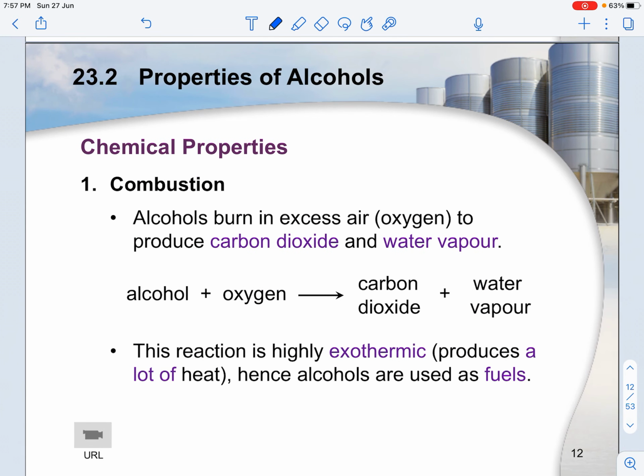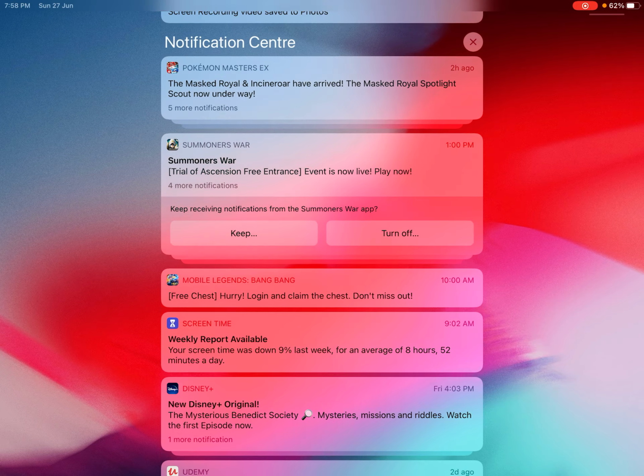So what are some of the reactions alcohol can undergo? Definitely combustion, where alcohol burns in excess oxygen to form carbon dioxide and water vapor. So do take note, the water vapor here, we are looking at it in the gaseous form. On the other hand, this reaction is highly exothermic. Exothermic meaning it releases heat energy to the surroundings. And definitely it produces a lot of heat. So imagine any form of like your petrol bomb. Same thing. You throw, it will explode. So same kind of reaction.